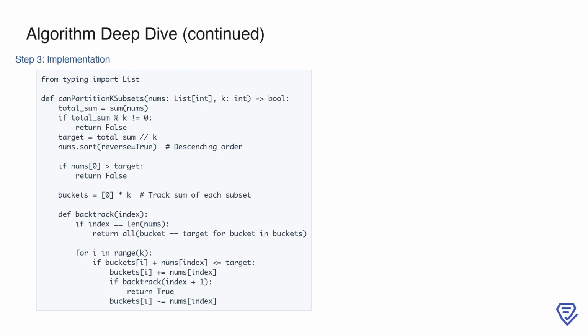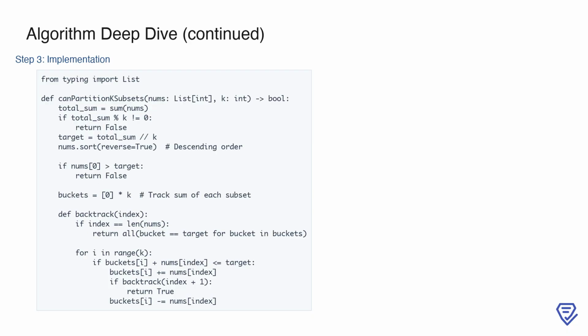Now, let's look at the implementation of the algorithm. We define a function called canPartitionKSubsets, which begins by calculating the total sum of the array. If this value is not divisible by k, we immediately return false. Next, we calculate the target sum for each subset and sort the array in descending order. Sorting ensures that larger numbers are processed first, helping to prune invalid configurations early. If the largest number in the array exceeds the target, partitioning is also impossible, so we return false.